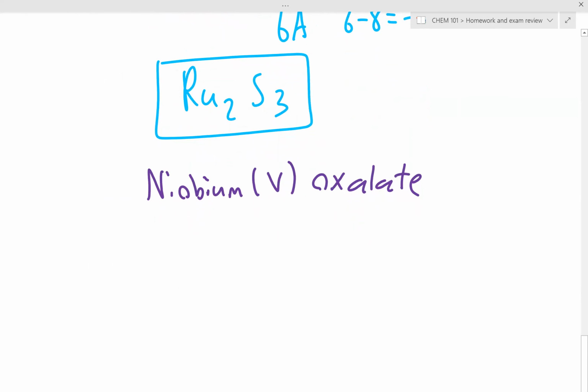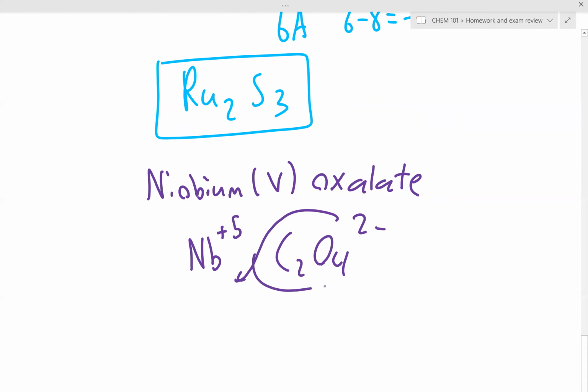Okay, so first and foremost, we're going to write the symbol for niobium. And what is the charge of niobium given in this formula? Plus 5. Oxalate, what's the formula of oxalate? C2O4. And don't forget this critical aspect. What is the charge? 2 minus, exactly.